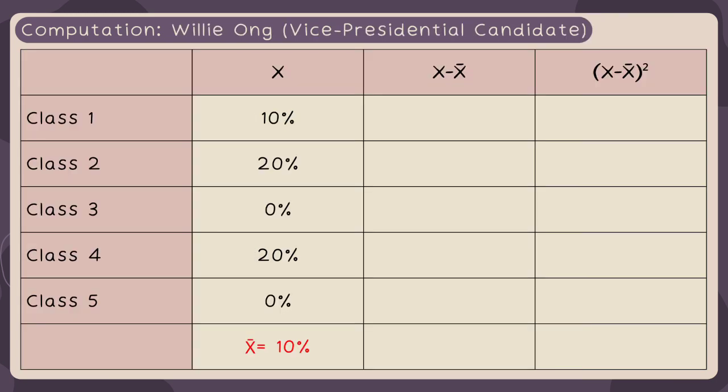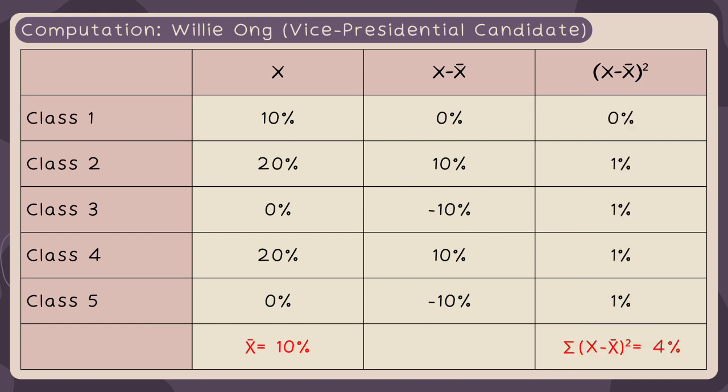The last vice presidential candidate is none other than Mr. Willie Ong. For the X column, we have 10%, 20%, 0%, 20%, and 0%. For the second column, we will subtract X from the sample mean. So 10 minus 10 is 0%, 20 minus 10 is 10%, 0 minus 10 is negative 10%, 20 minus 10 is 10%, and 0 minus 10 is negative 10%.